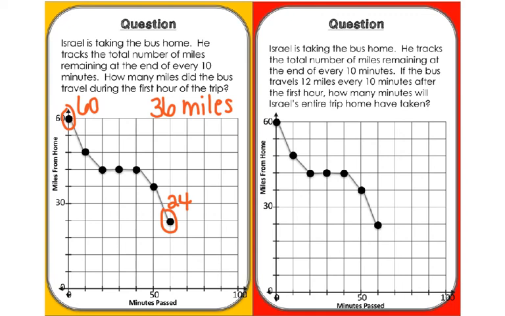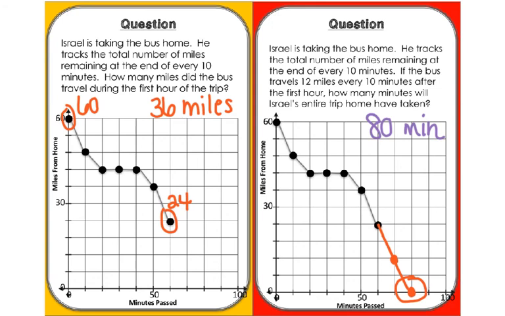So it looks like after the next 10 minutes, they'll be this far, because that's 12 miles right there. And then after the next 10 minutes, they'll have traveled the final 12 miles. So the question is, how many minutes will Israel's entire trip have taken? At this point, they'll be 0 miles from home. So if we look, that will be 50, 60, 70, 80 minutes. The entire trip will have taken 80 minutes. Now just put min.